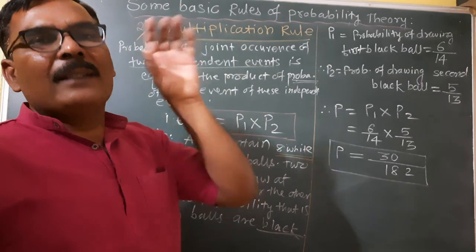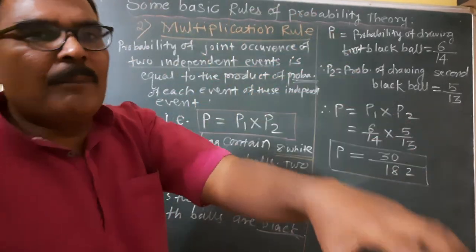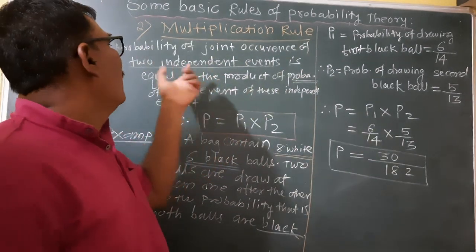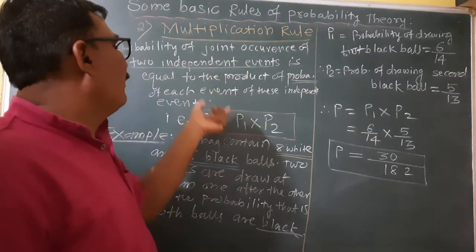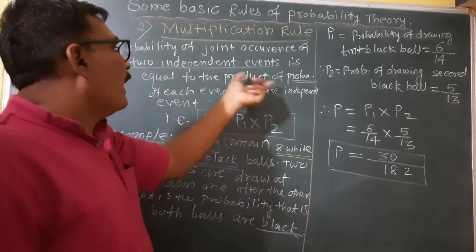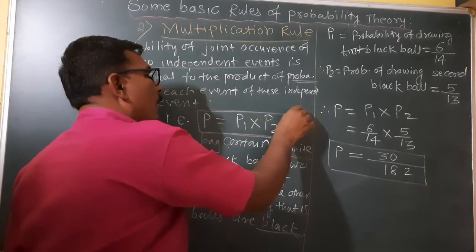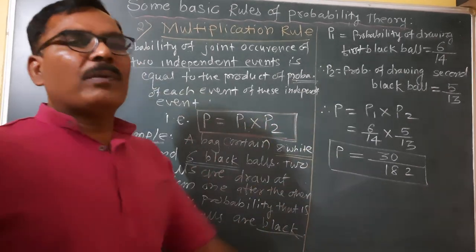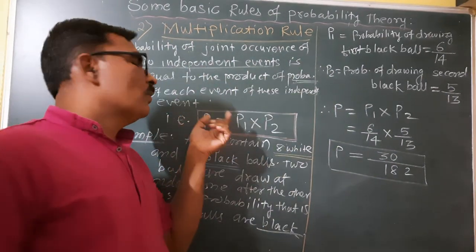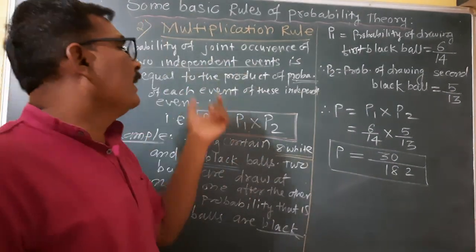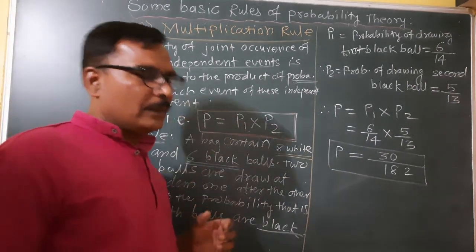Independent means one after another. First we draw the black ball, that is P1. Another black ball is P2. For independent events, the probability is the product of the probabilities, P1 into P2. The first independent event is P1, the second is P2. So the multiplication rule is P equals P1 P2.